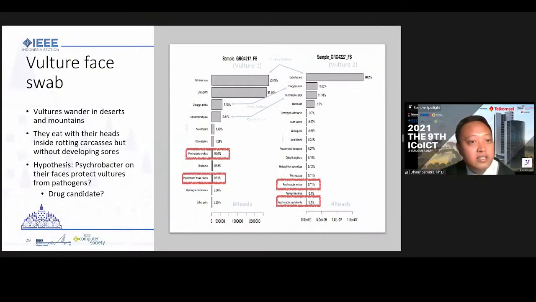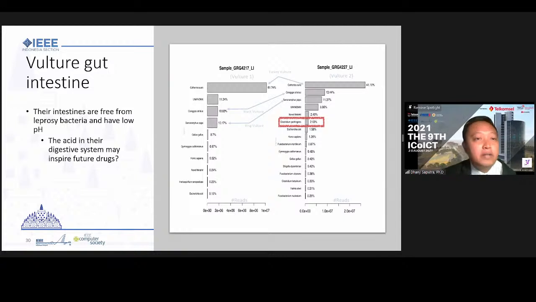So our project is like this. The vultures wander in the desert and the mountain, going up and down. They eat with their heads inside their victims without developing leprosy. Based on the sequencing result, we hypothesize that the Psychrobacter on their face protects the vulture from the pathogen, and it could be a drug candidate. And when we sequence the gut, their intestines are free from leprosy bacteria and have a low pH. So it seems that the acid in their digestive system may inspire future drugs.